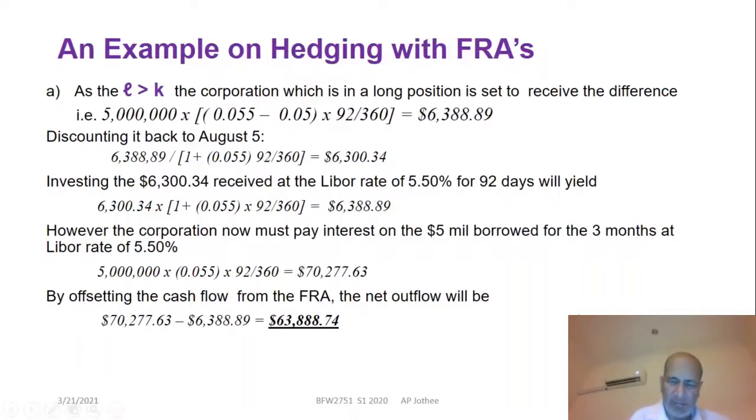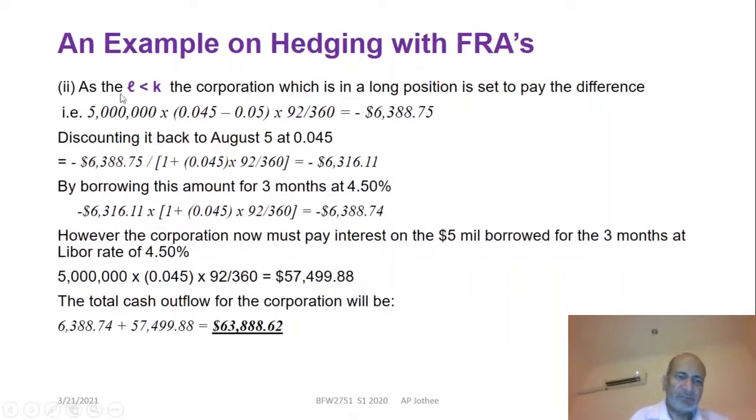Now we check it out if L has gone down to 4.5%. As L is lower than K, the corporation, still in the long position, is set to pay the difference. So 0.045 minus 0.05, times 92 over 360, times 5 million, you'll get minus 6,388.75. Then discount it back to August 5, you will get minus 6,316.11. By borrowing this amount, you'll get back to 6,388.74, which is the liability you have from the loss you made in the FRA market.